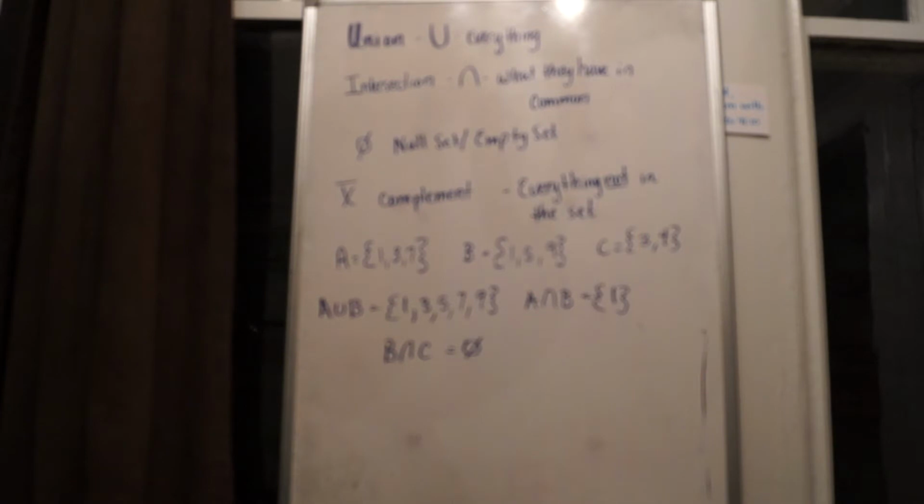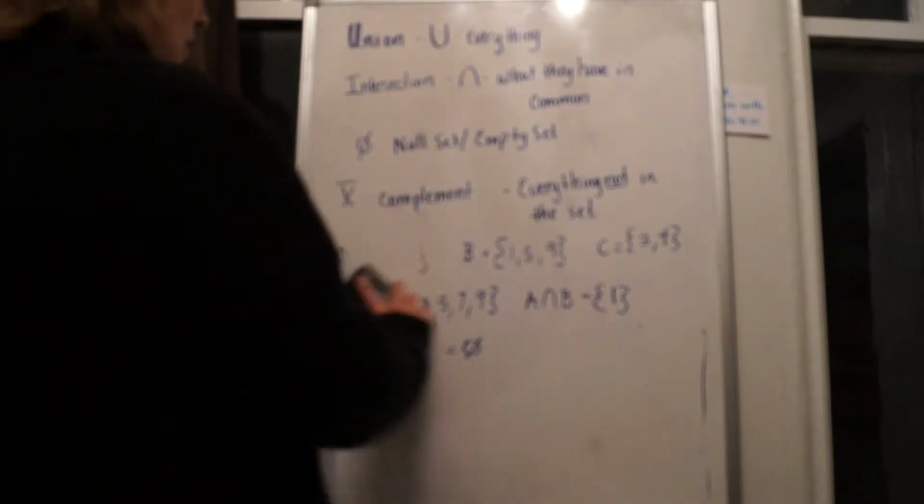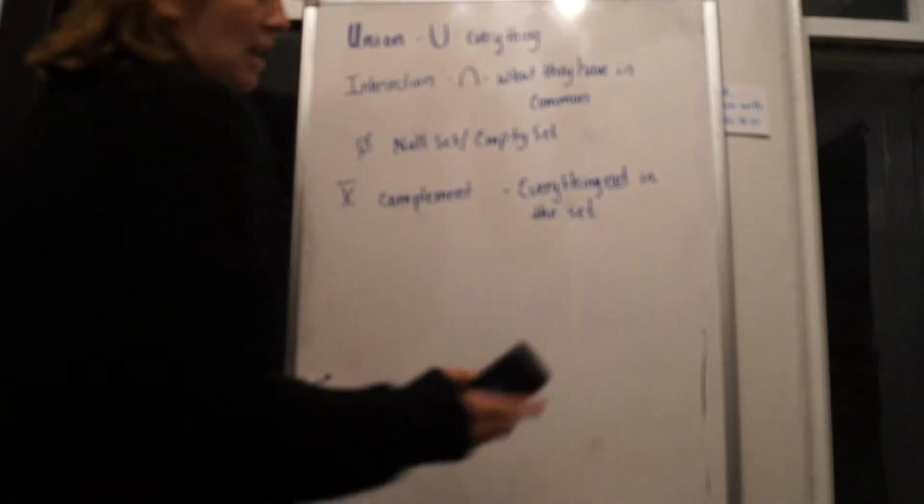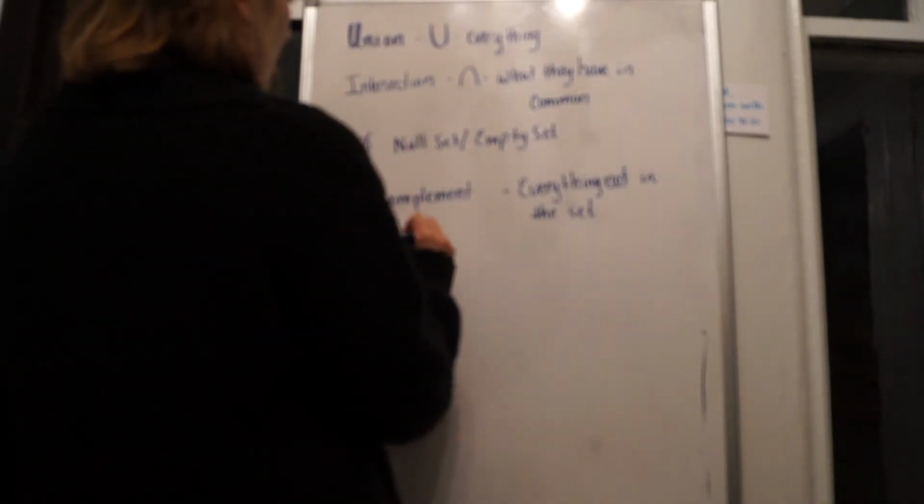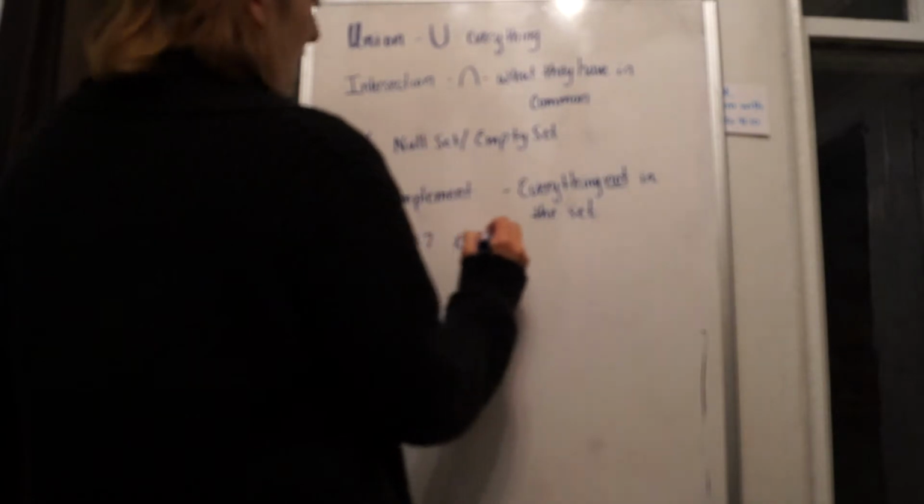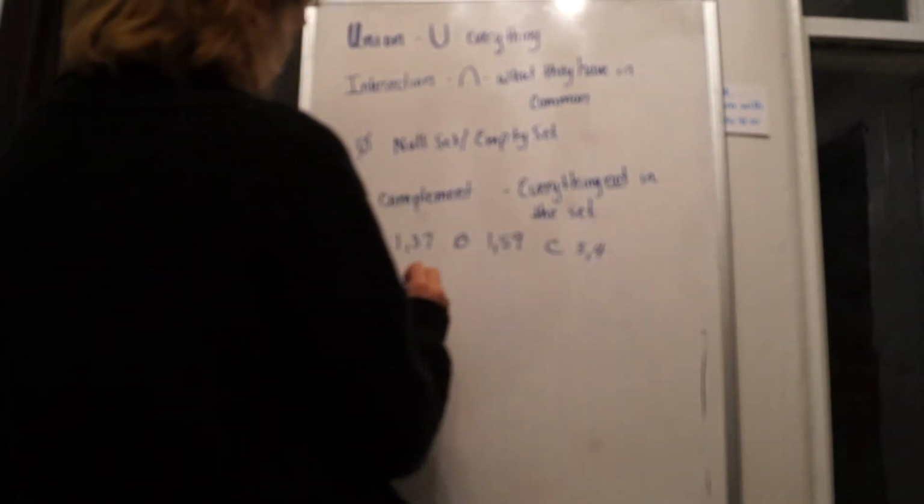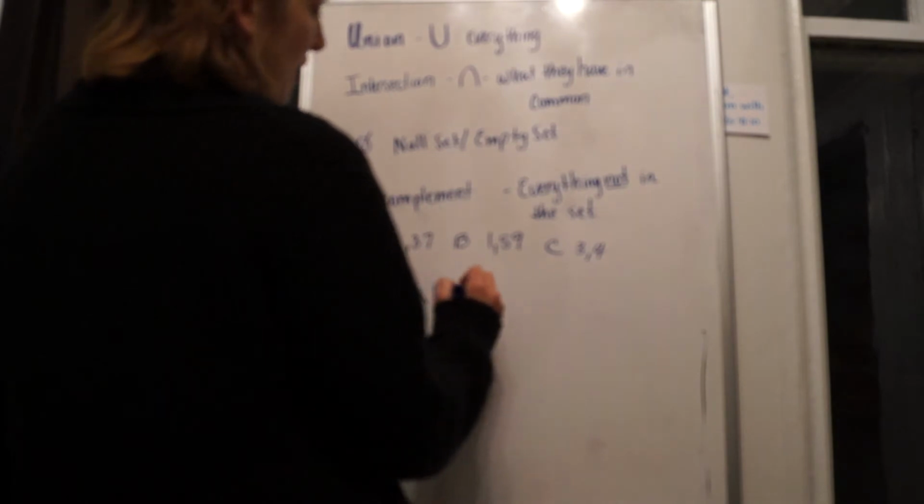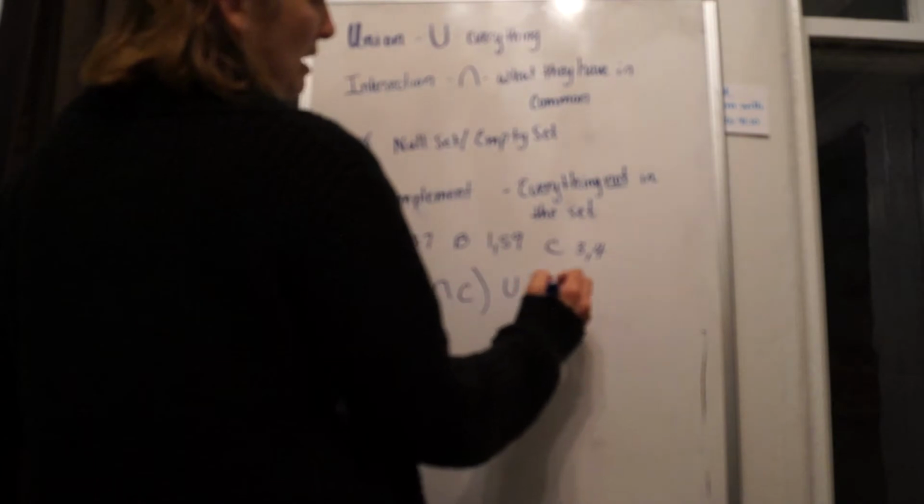So we're going to do a little bit more complicated one, but we're just going to use the same order of operations we've always used. I erased most of the A, B, and C. That was a little bit annoying. Okay. So A was 1, 3, 7. B was 1, 5, 9. And C is 3, 4. So what we're going to find is A intersect C, union B.